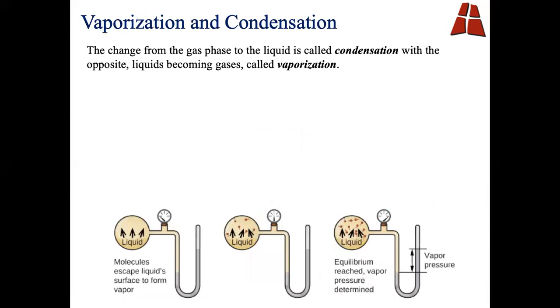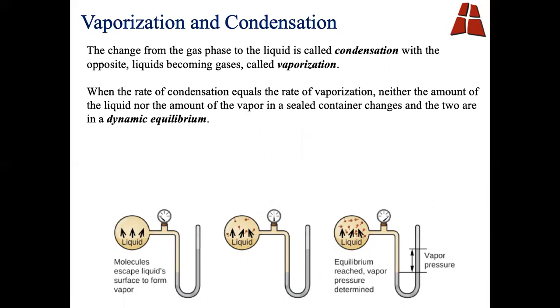And so just to start with the basic definitions, if we change from a gas to a liquid, that is called condensation. And if we are doing the opposite, if we are changing from a liquid to a gas, we call that vaporization. Okay. So when the rate, essentially the speed at which condensation occurs, is equal to the rate of vaporization, neither the amount of liquid nor the amount of vapor in a sealed container will change. And so this gets us into what's called a dynamic equilibrium.